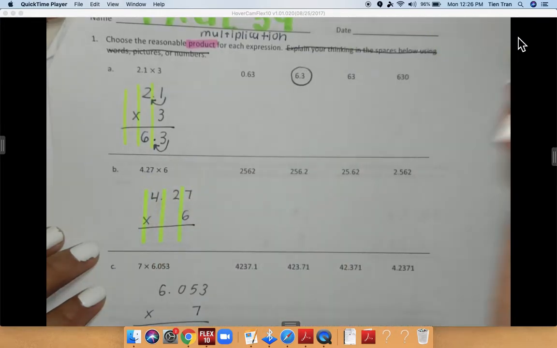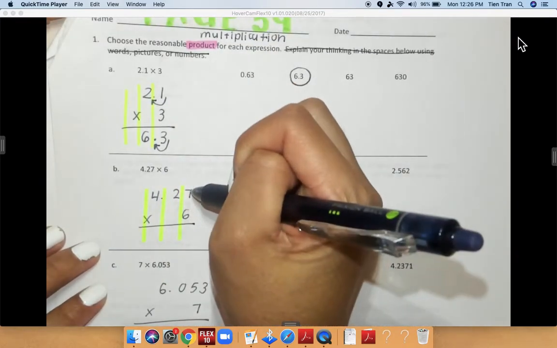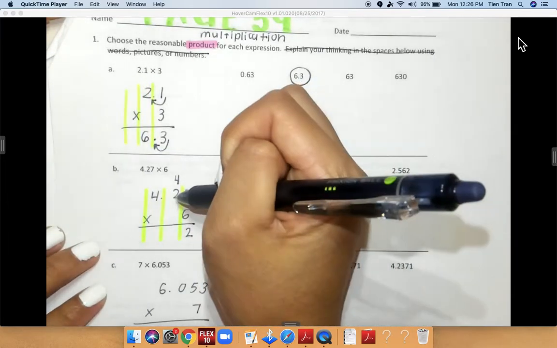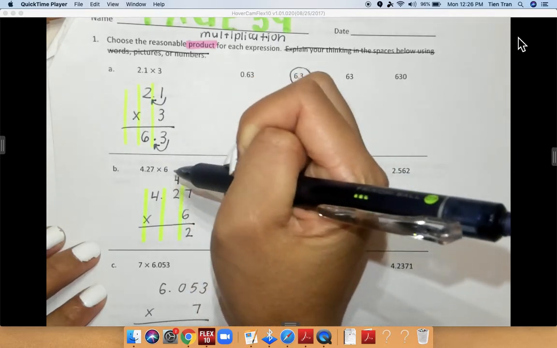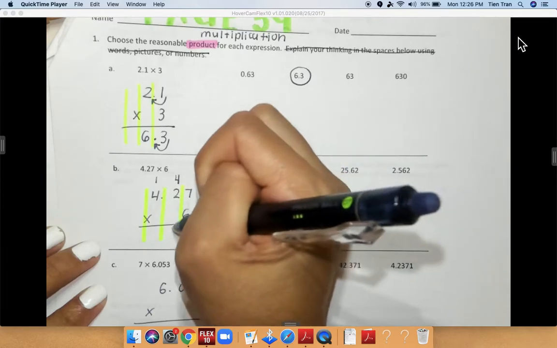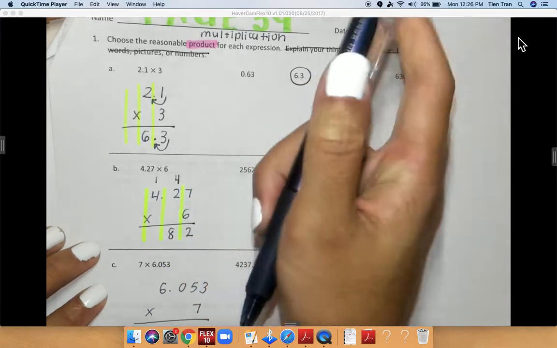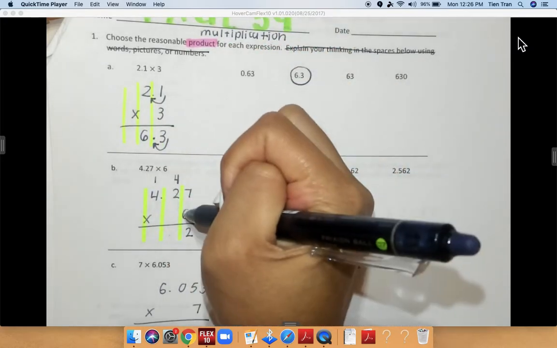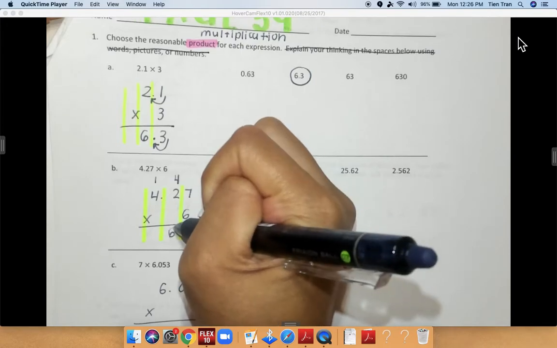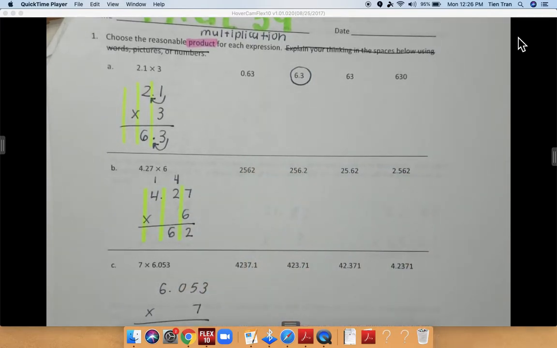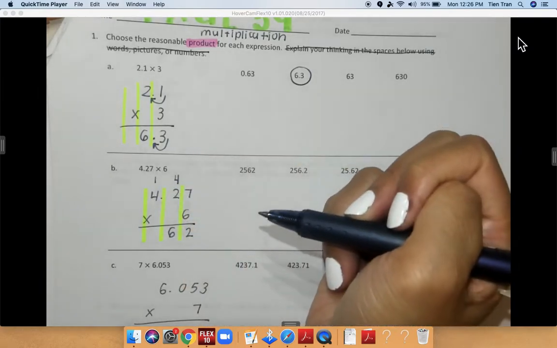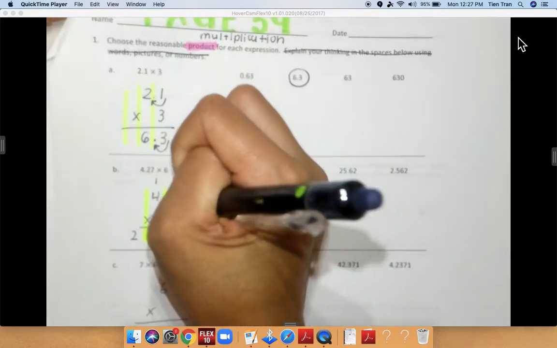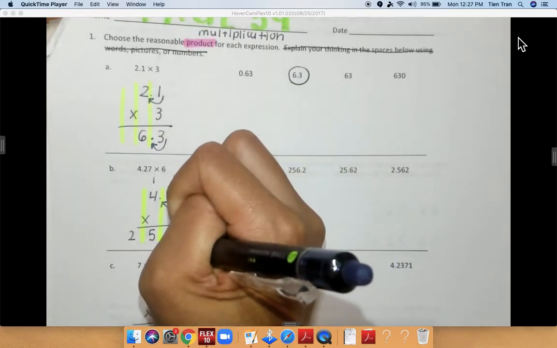Now the next problem I have is 4 and 27 hundredths times 6. So I'm going to draw my lines and I'm going to multiply. 7 times 6 is equal to 42. 6 times 2 is equal to 12. 12 plus 4 is equal to 18. Oh, sorry, not 18, 16. 12 plus 4 is equal to 16. Sorry about that. Now, 6 times 4 is 24, plus 1 is equal to 25. I'm going to move my decimal over twice, and over here I'm going to move my decimal over twice.